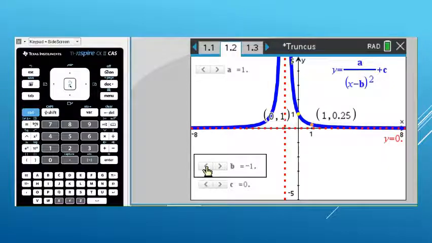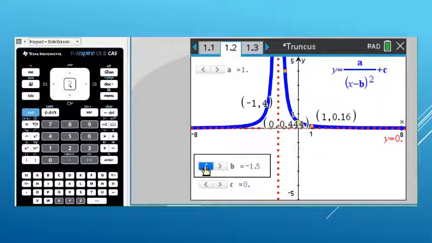So here's when b is the value of negative 1, so in the bracket it's going to look like x take away negative 1, take away a negative makes it plus. So this rule at the moment would be 1 on x plus 1 all squared. And we get the vertical asymptote at x equals negative 1, and the graph moves to the left.